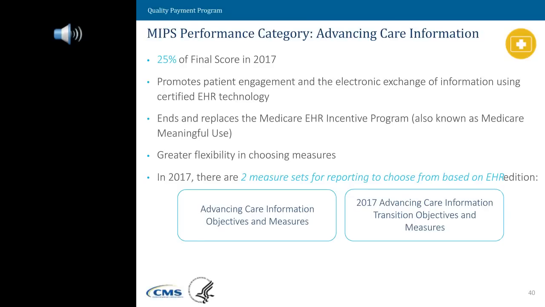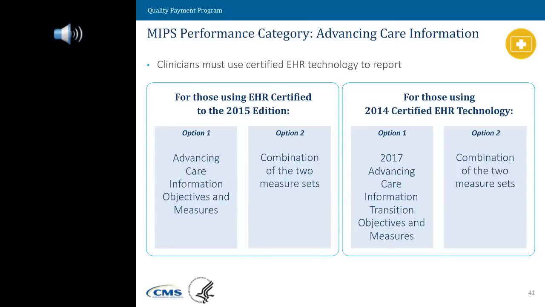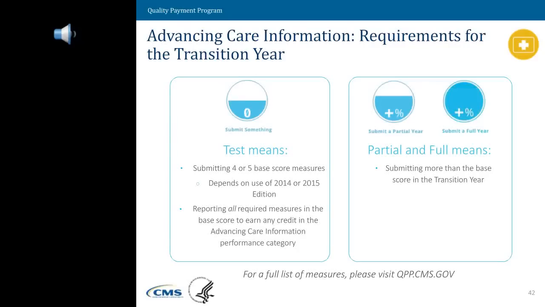So on slide 41, you can see what those measure sets are, if you have either 2015 edition certified EHR technology or if you have the 2014 edition. And then on slide 42, what does this mean under the Pick Your Pace? The test would mean that you would do the base measures. Again, those are either 4 or 5 measures, depending upon your edition of certified EHR technology. And then partial or full would mean doing more than the base, so doing some of the elements that are part of the performance side of advancing care information.